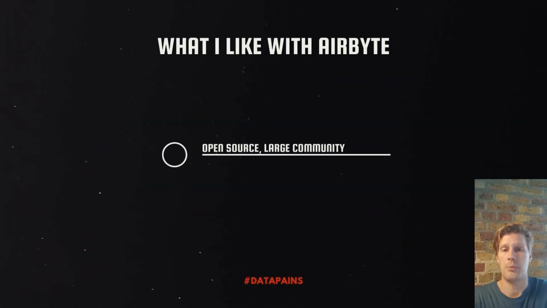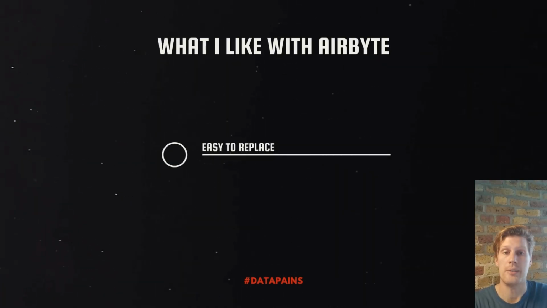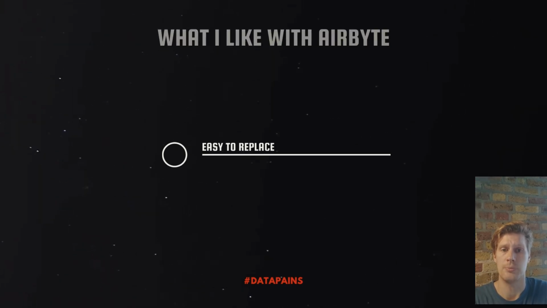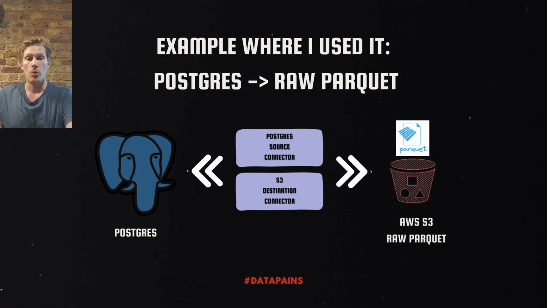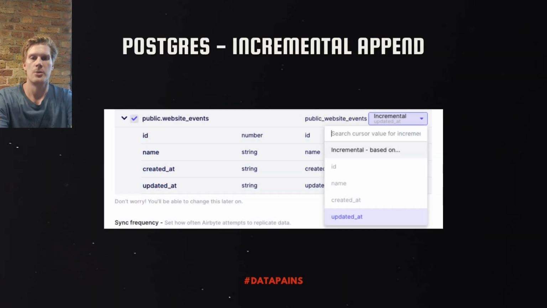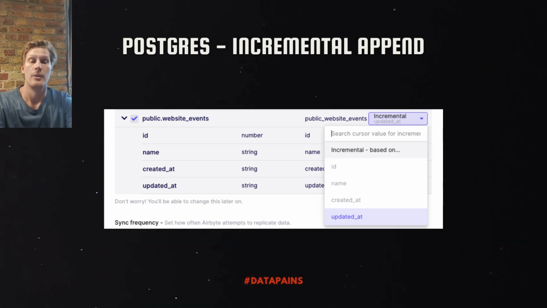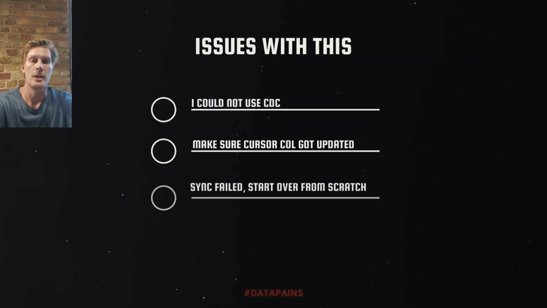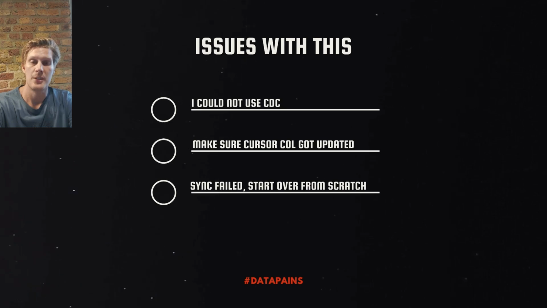Well, what do I like with Airbyte? Well, it's a big open source community. It is designed for Kubernetes, which makes it very easy to replace Airbyte if you don't want it any longer. I used Airbyte primarily to move Postgres data into raw Parquet files. I started out by using a simple incremental approach with a cursor given an updated at timestamp column. So in my use case, I could not use CDC from the beginning because of various different reasons, and essentially I used this incremental approach, and it was great.